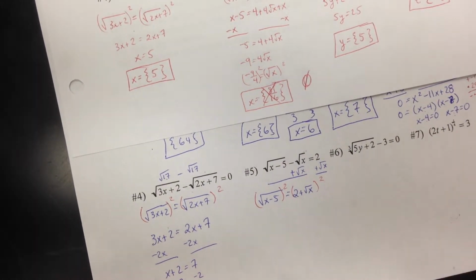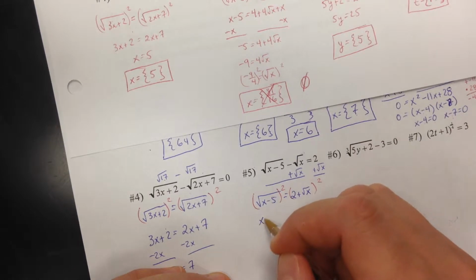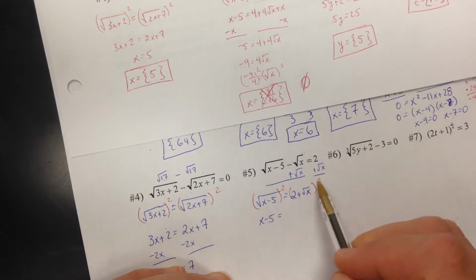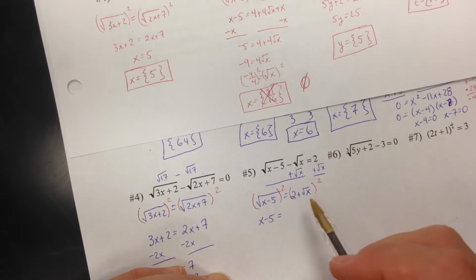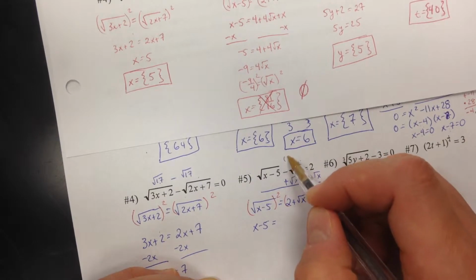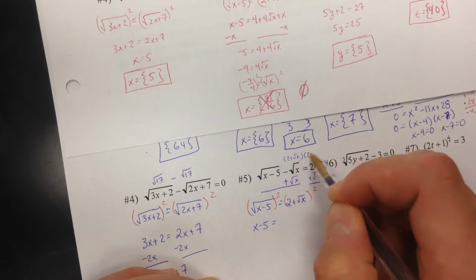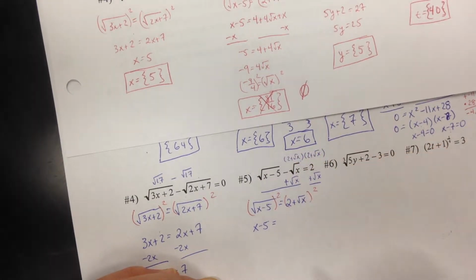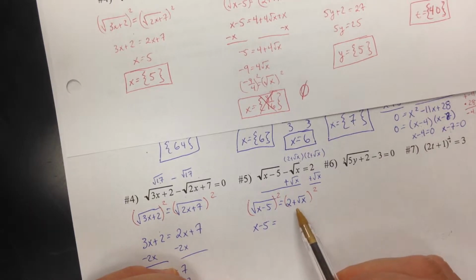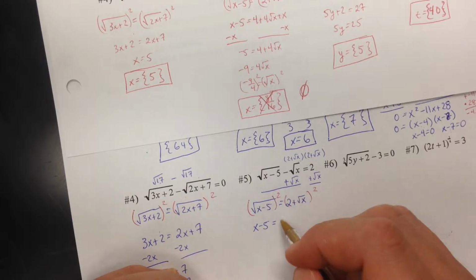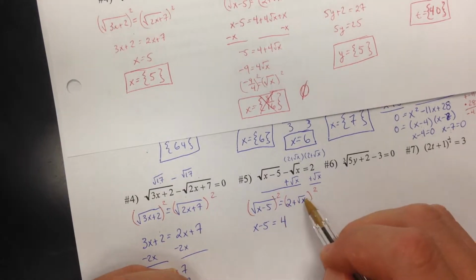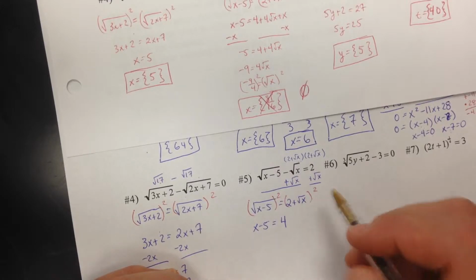So on the left side, what that leaves us, we get x minus 5. Now on the right side, this is 2 plus root x times 2 plus root x. If you want to do this on the side, you can. And you'd have to distribute it. I'm going to do this with the shortcut, where I square the first term, that's 4. I square the last term. Now the square of the square root of x is just x.